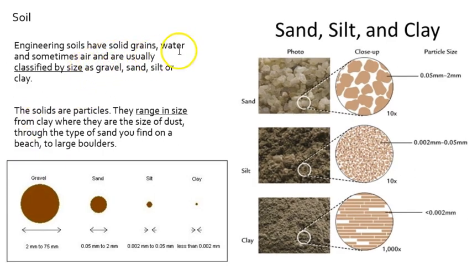Soils are made up of grains and water and sometimes air, and are classified by size as gravel, sand, silt, or clay. And here we have a visual showing the relative sizes of them, clay being the finest, silt larger, sand larger yet, and gravel the largest. And the same here on the right hand side, we have a visual of the sand particles, very large, silt smaller, and clay very fine.